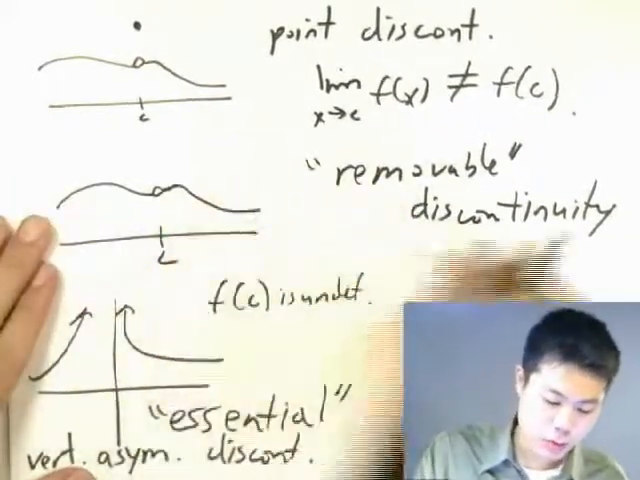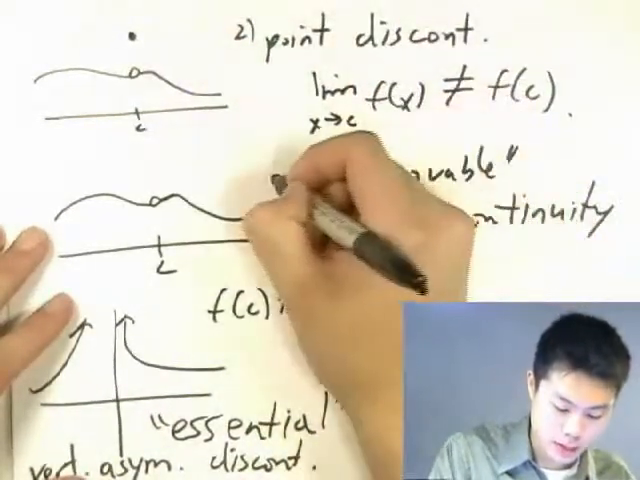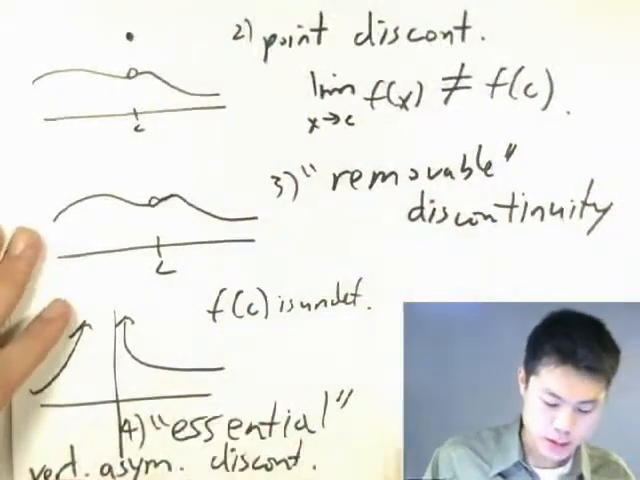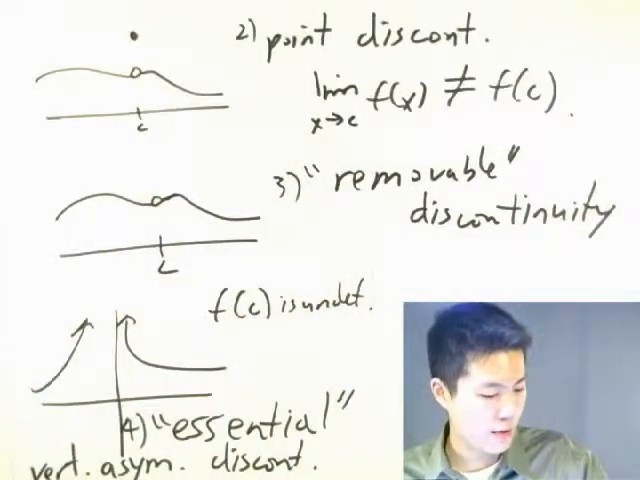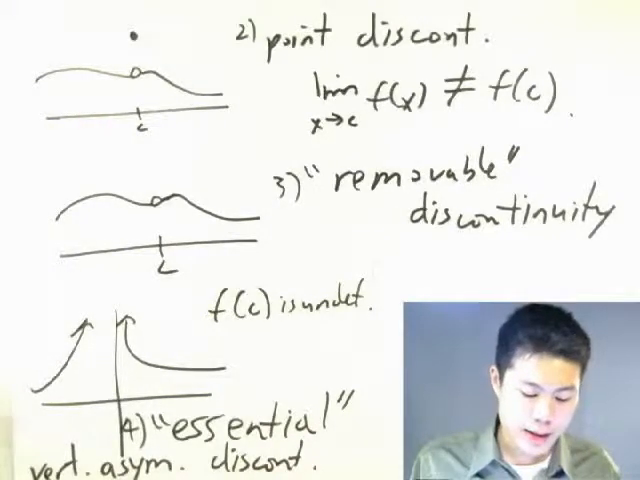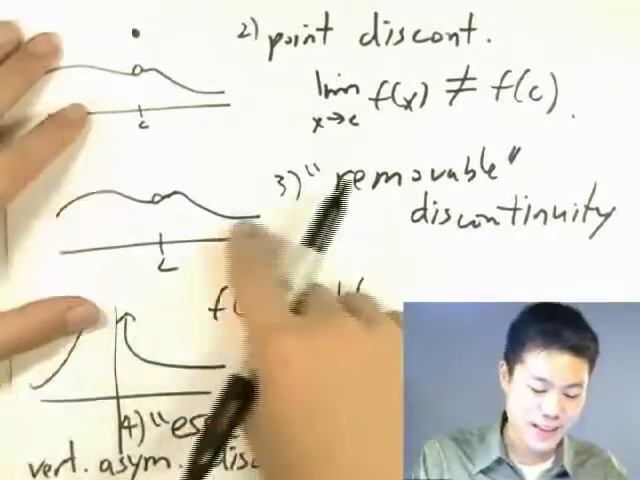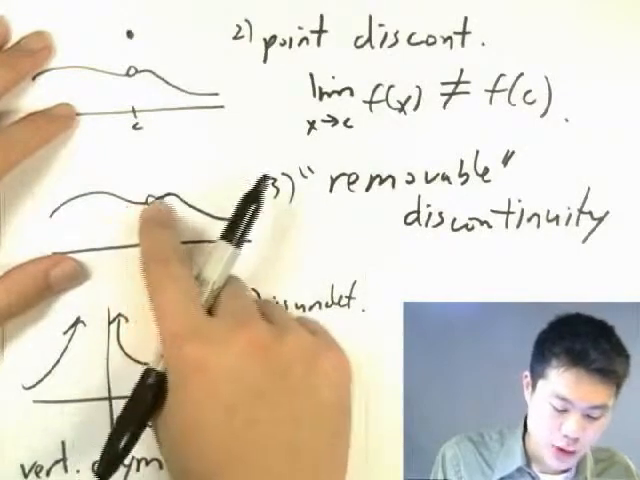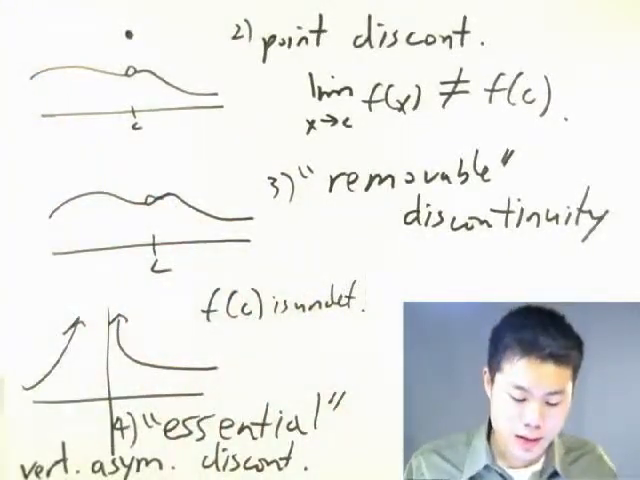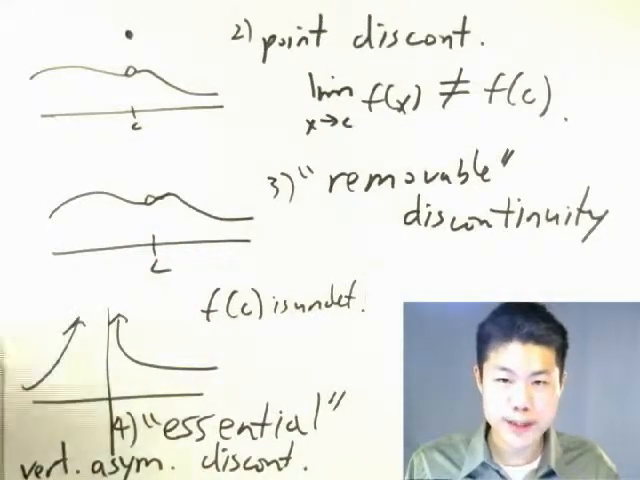Now back to this removable discontinuity, third type. So this is the second type, this is the third type, and this is the fourth type. With removable discontinuities, I said that they have to be rational functions. And with removable discontinuities, you can sort of remove the discontinuity if you redefine the function.